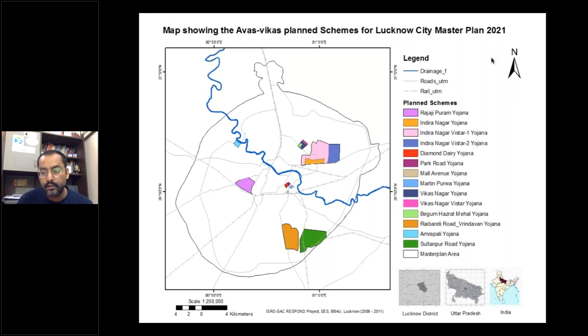Yeah, I think I have. There is another question. Is the lack of public participation in urban planning by our planners also a drawback? Yes, it's a very big drawback.